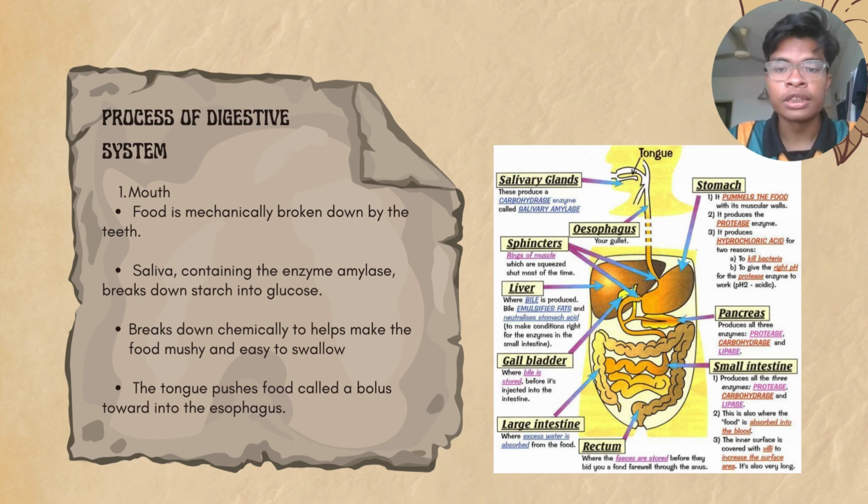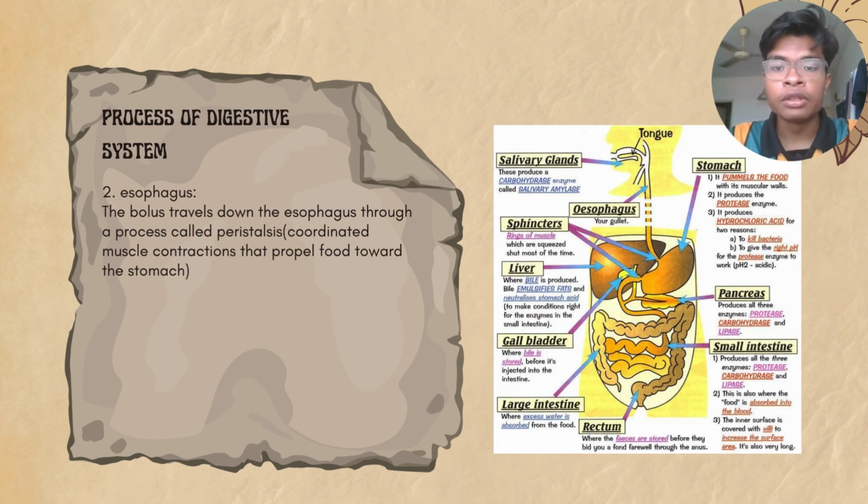Now, for the first process of the digestive system, which is the mouth. Food is mechanically broken down by the teeth. Saliva containing the enzyme amylase, which breaks down starch into glucose, breaks down food chemically to make it mushy and easy to swallow. The tongue pushes the food that we have already munched, which is called a bolus, to the esophagus.